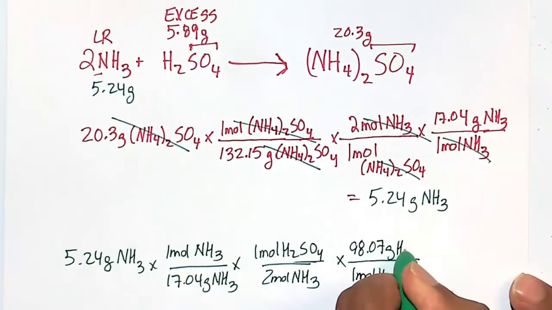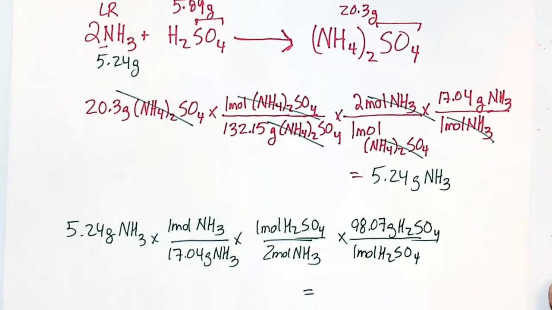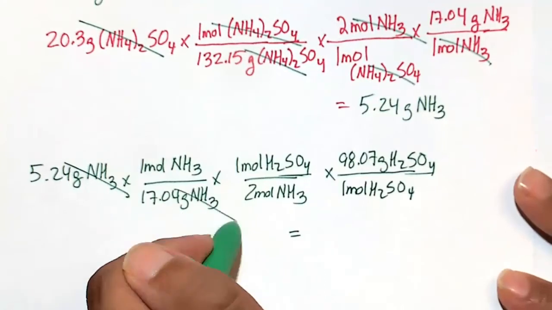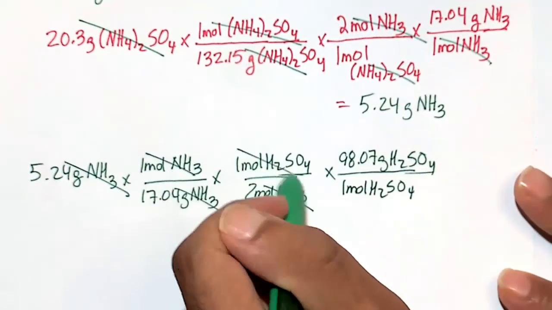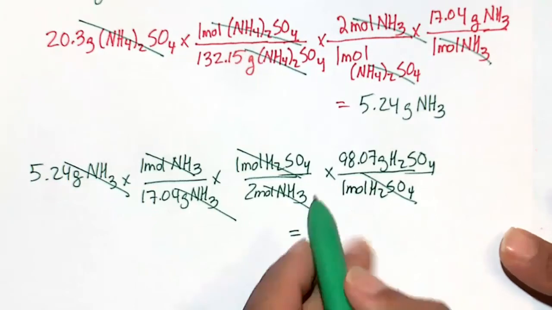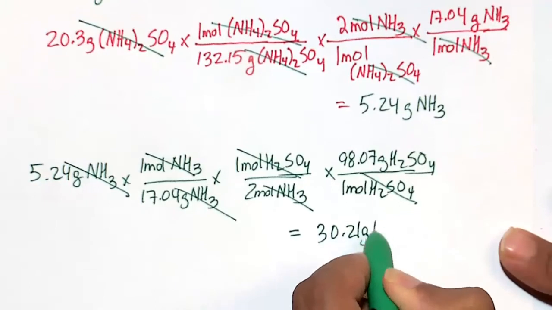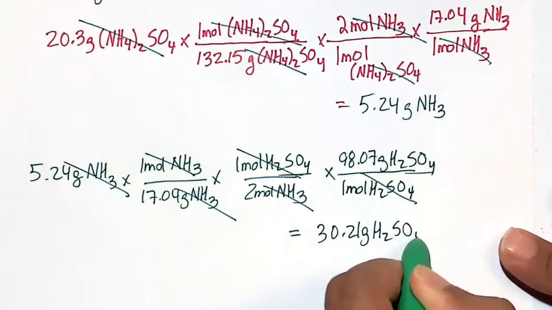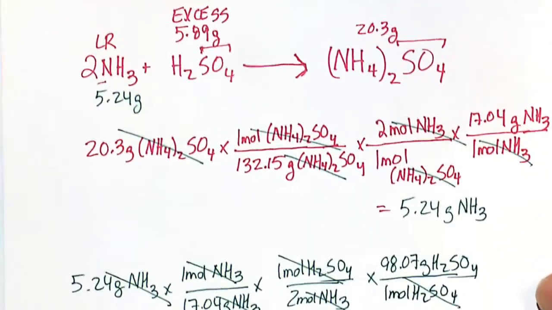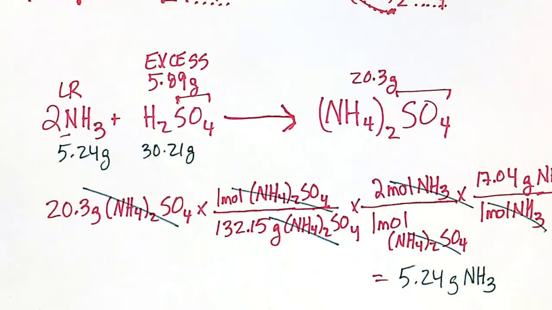Your values may be close to this. They don't have to be exact. Everyone's periodic table is different. The grams of NH3 cancel with the grams, moles and moles cancel, and the moles and moles of H2SO4 cancel. Doing this on the calculator, on mine, I'm getting 30.21 grams of H2SO4. 30.21 grams of H2SO4 react completely with 5.24 grams of NH3.